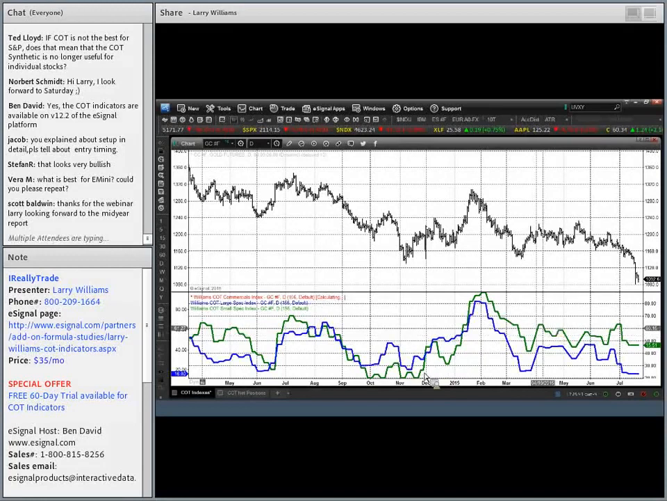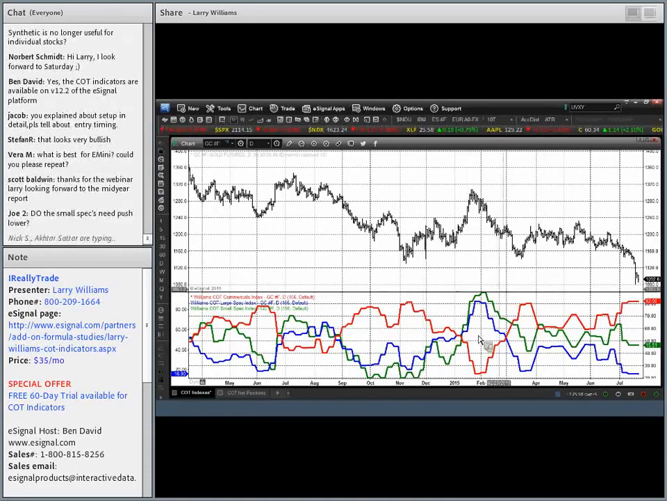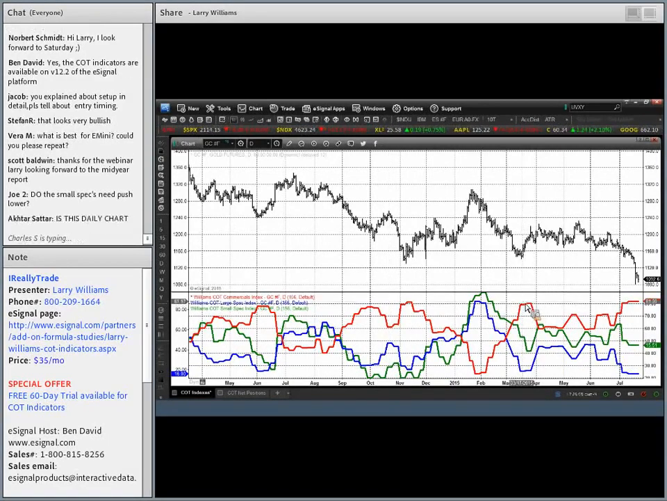I'd prefer to see them way down here as they were at the last buy point, right? But I see that the large traders are also very bearish on this market as they were at the extremes, and the commercials are also now at extreme readings. So in an ideal world, the small specs would go lower, but you know what? Look where we are right now.